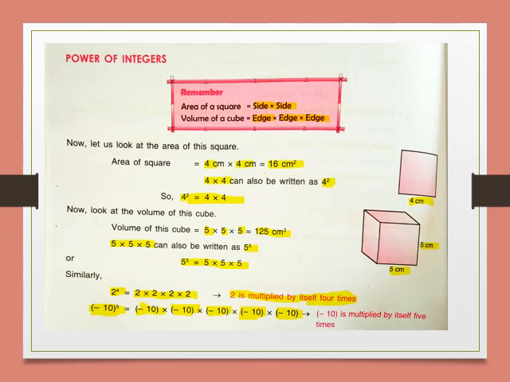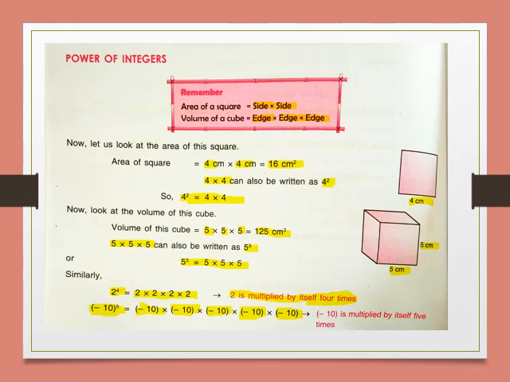Now remember, area of square equals side into side. Volume of the cube means the capacity of the cube, whatever material can be held in the cube is the volume. That volume can be found by multiplying side into side into side. Here edge into edge into edge is written. Now if we look at the area of the square, the area of the square is what? Side into side.